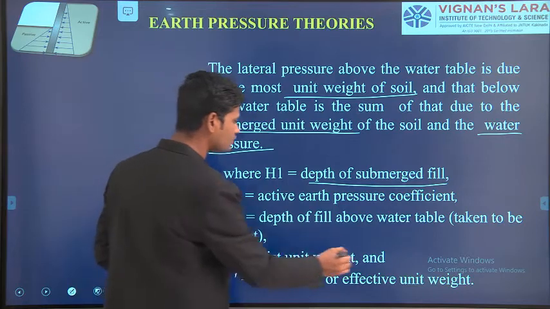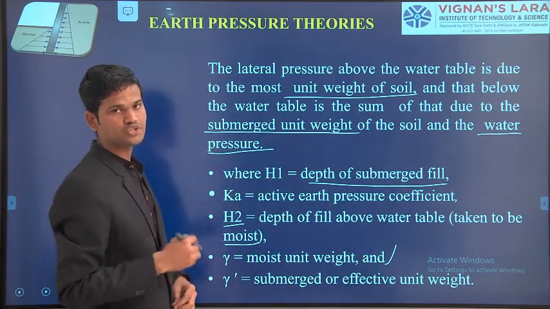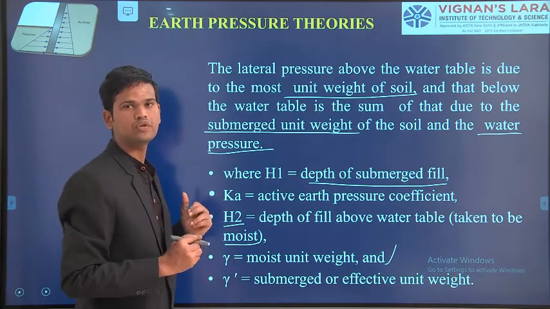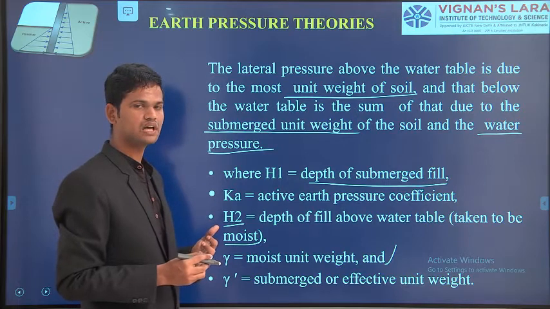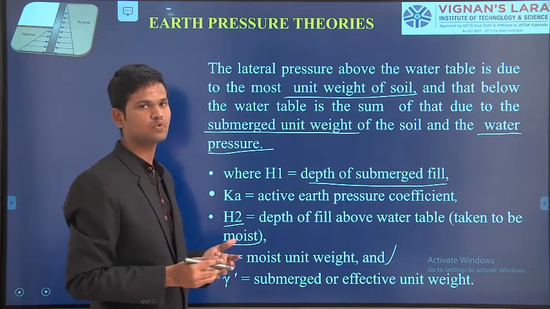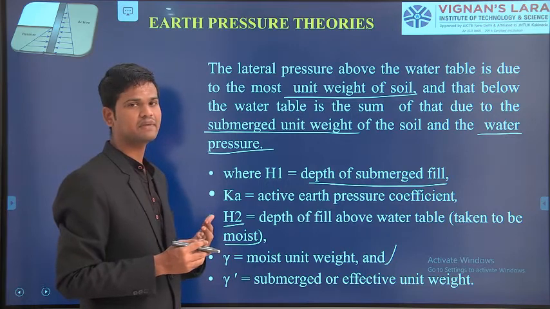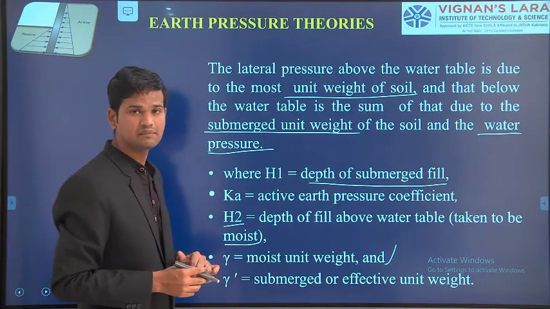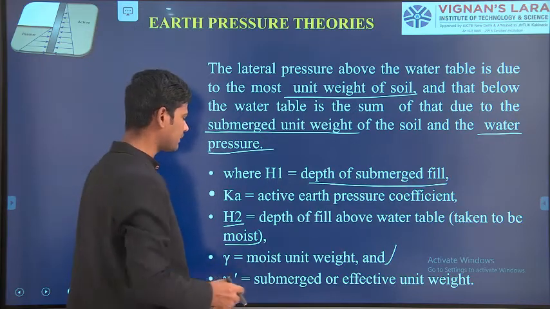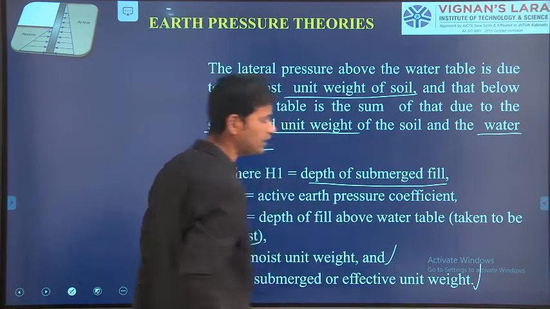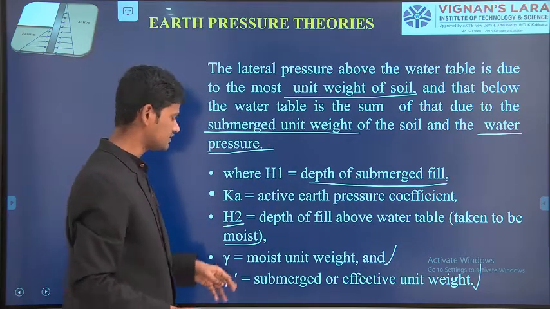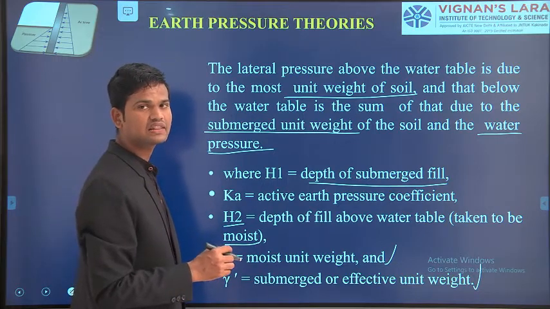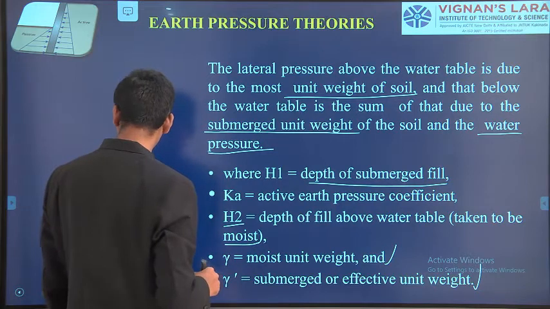Here gamma is the moist unit weight of the soil. Moist unit weight of soil means some amount of water content is there, so the bulk or moist unit weight we have to calculate. If the problem gives the specific gravity as well as the void ratio, by using those properties we can determine the submerged unit weight as well as the bulk or moist unit weight, where gamma prime is the submerged or effective unit weight of the soil mass. This is how we have to calculate the lateral earth pressure for the earth retaining wall.